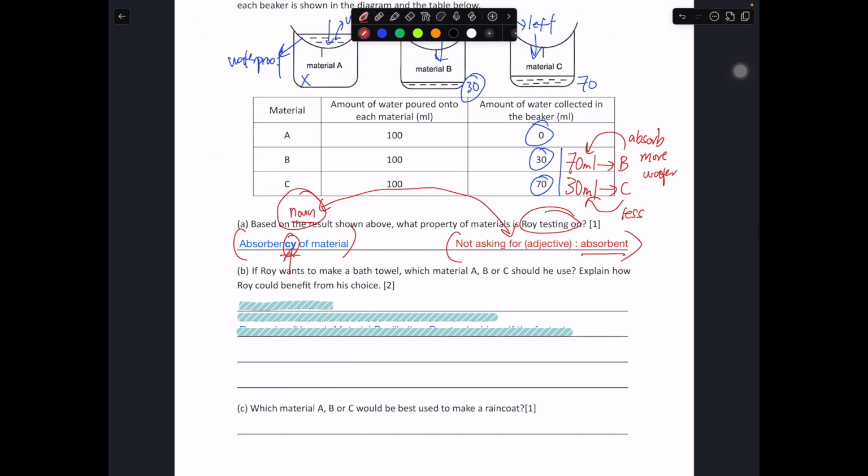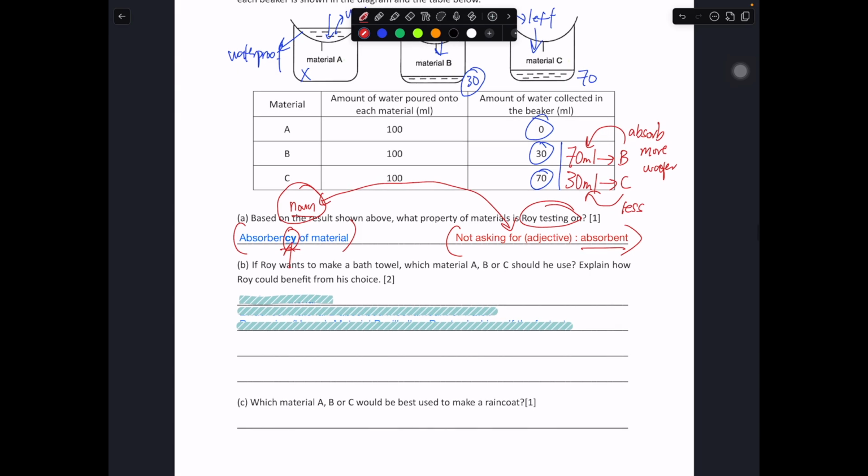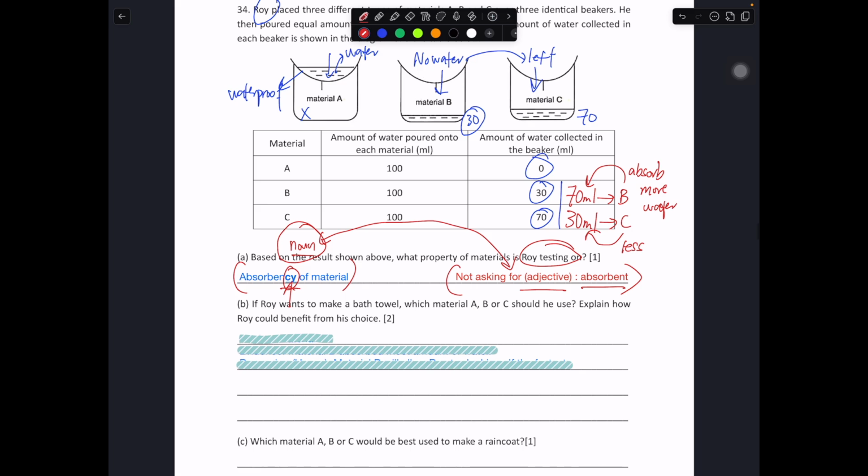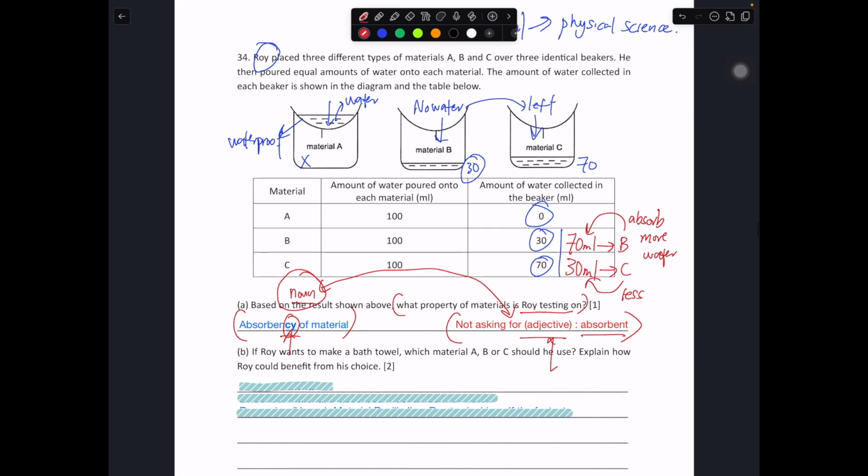But of course, if they ask you to state the property of A, then it will be A is waterproof, not A is waterproofness. In this case, if the question changed to state the property of material A, then they are really asking you for an adjective. So it really depends on how you read the question, and you really have to know the grammatical side of things when answering. It's quite an easy question, but it's easy to get wrong also, because you have to know whether they're asking for a noun or an adjective. So just be prepared to read a few more times to get the nuances in terms of the grammatical category of words they are looking for. Okay, with that we move on very quickly to B.